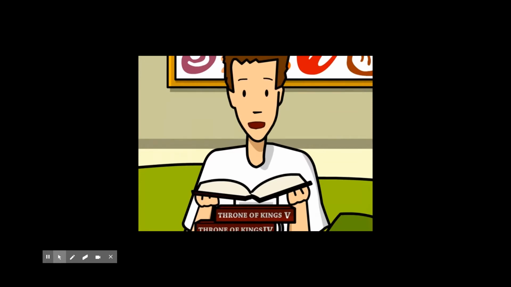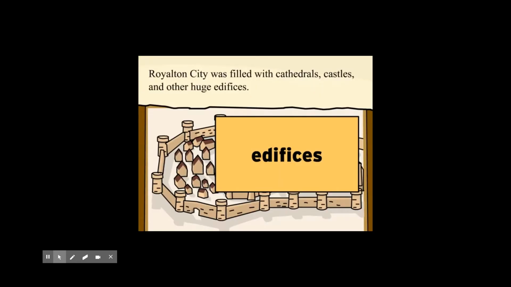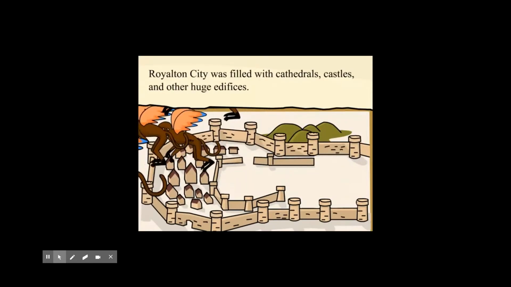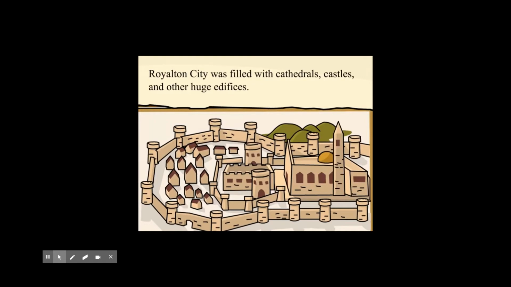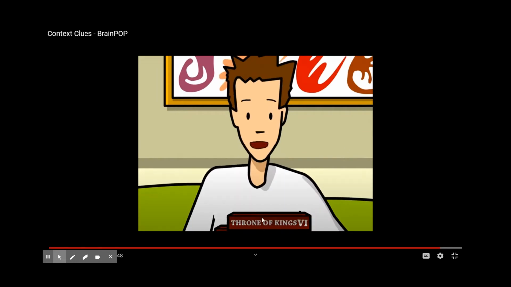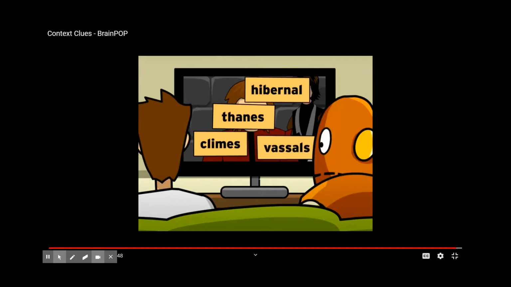Sometimes a mystery word will be surrounded by examples that can tip off its meaning. Check out this excerpt. Royalton City was filled with cathedrals, castles, and other huge edifices. Now, castles and cathedrals are both examples of big... Flying monkeys? No. They're buildings, Moby. A cathedral's a building, so's a castle. So edifices means buildings. That's true. Sometimes there just isn't enough context to figure a word out. When that happens, there's no shame in using a dictionary. The thanes of these hibernal climes are mere vassals of the Iron Throne.